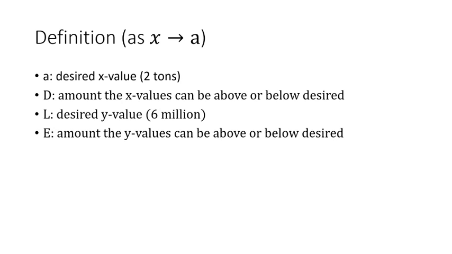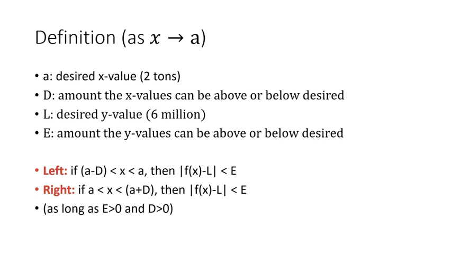The formal definition for one-sided limits is very simple. For the left-hand side, it basically says if the x value you're testing is between the value you want, which is 2 tons, and a little less than that value, in other words, if x is slightly to the left of that desired value, then the difference between our limit and our actual function is going to be really small. And likewise, for the right limit, if the x value we're testing is in between the number that's desired, 2 tons, and some really small amount greater than that, in other words, to the right of 2 tons, then the difference between our function and the limit is also going to be really small.